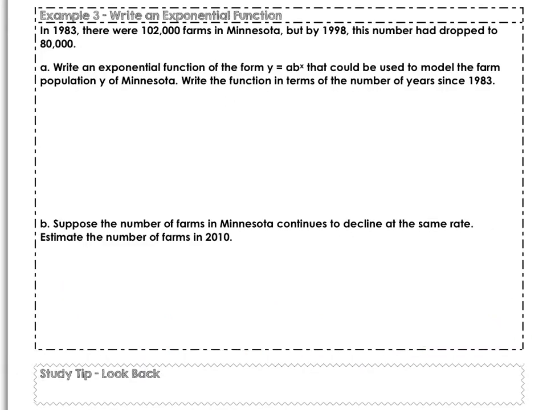Alright, continuing on with section 1, we're now going to write an equation. Notice in this problem, it actually is going to give us a starting value. In 1983, there was 102,000 farms. This is going to be our value for A in our exponential equation. In 1998, well, that's 15 years from the start. We dropped down to only 80,000 farms. We are going to use these two coordinates to figure out what our growth rate is, our b value, because that's the only information we don't know.